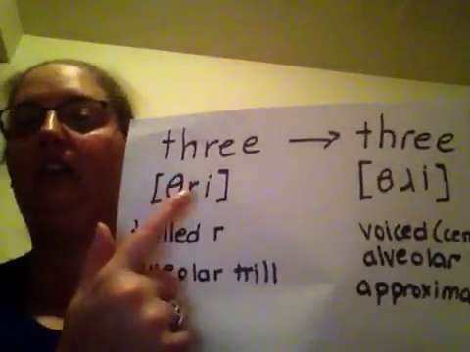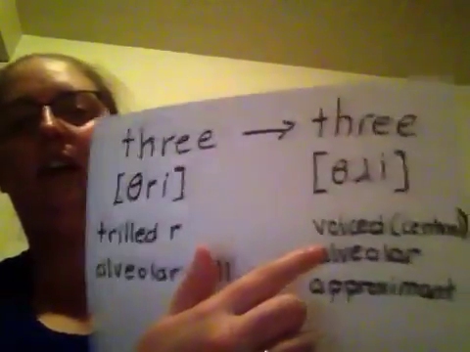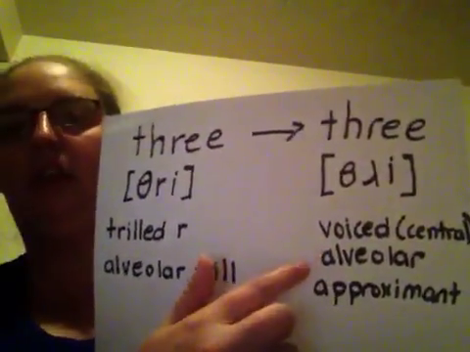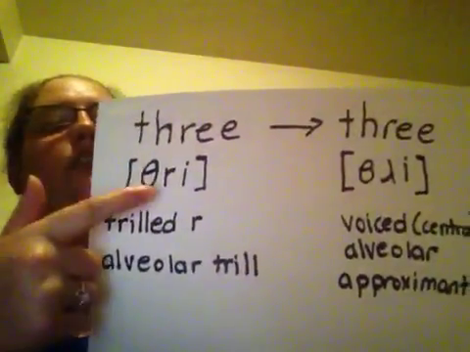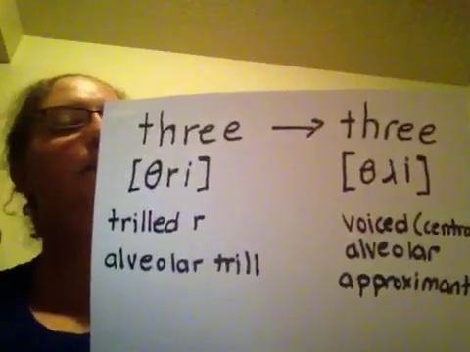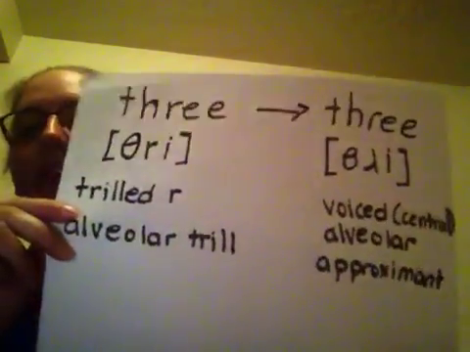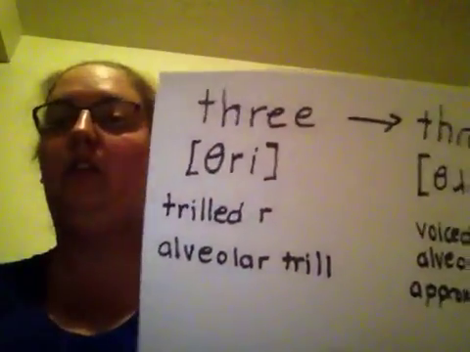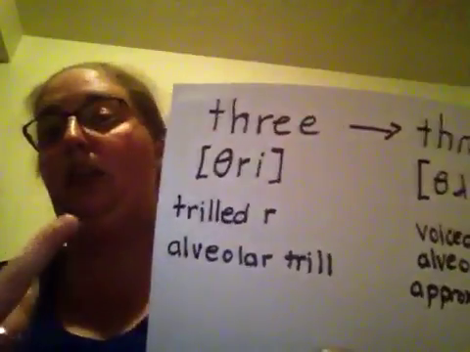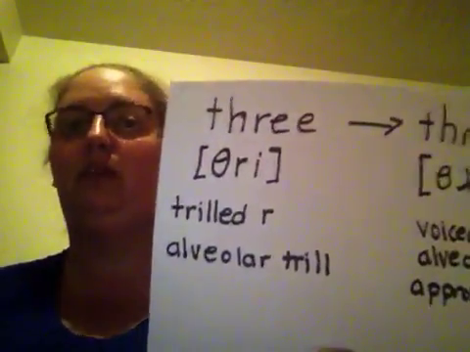But he does the trilled R, which is an alveolar trill, instead of our voiced central alveolar approximant. So he trills the R in the word three. And I'm going to keep listening to see if he trills the R in other words that have an R, or if it's just the word three and maybe he was just messing around that day. But for the most part, I've normally just heard him saying three with a trilled R.